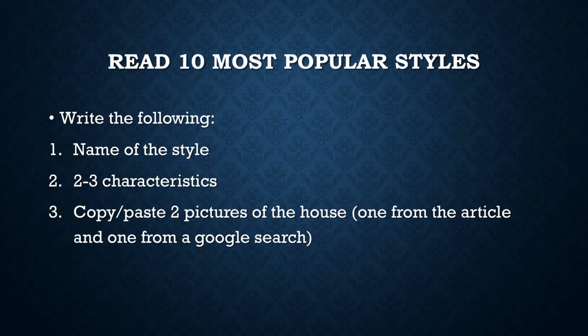The 2 to 3 characteristics that you list are just 2 to 3 characteristics that you feel will help you remember the house. And I'm not looking for deep paragraphs, anything like that. I'm talking bullet points. So this type of house, boom, boom, boom, and then get pictures. One picture from the article you can totally use, and then Google a picture of the house and put that picture up there. So you're going to read that and submit.